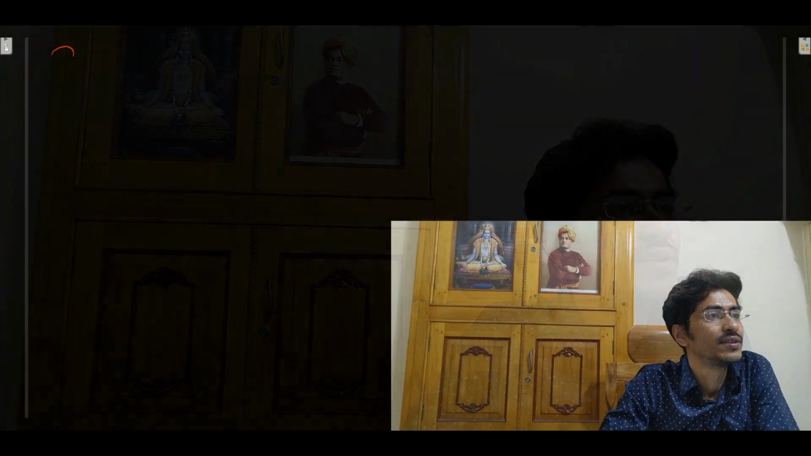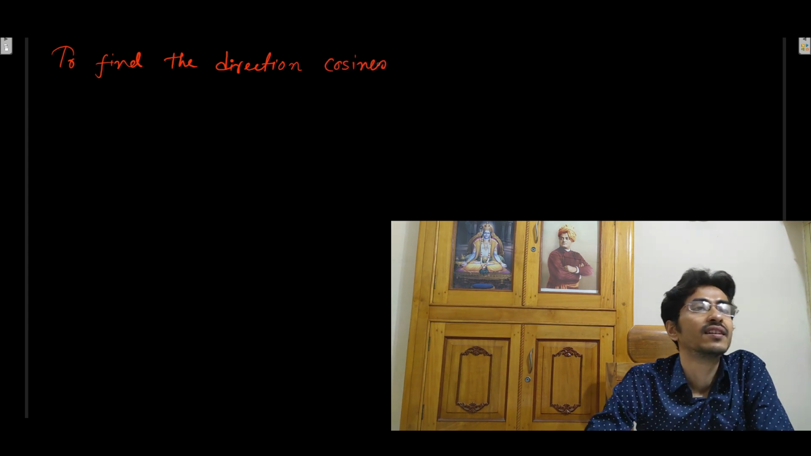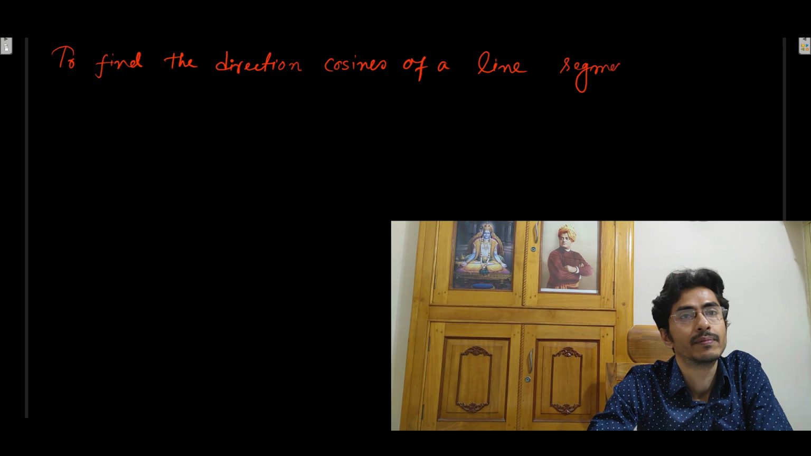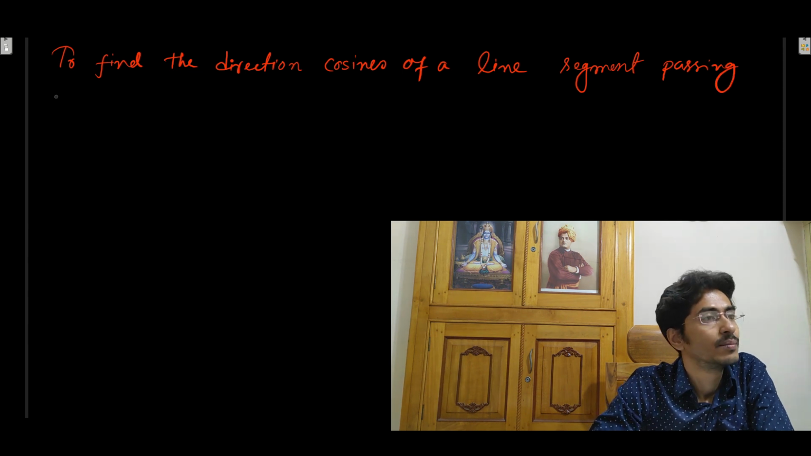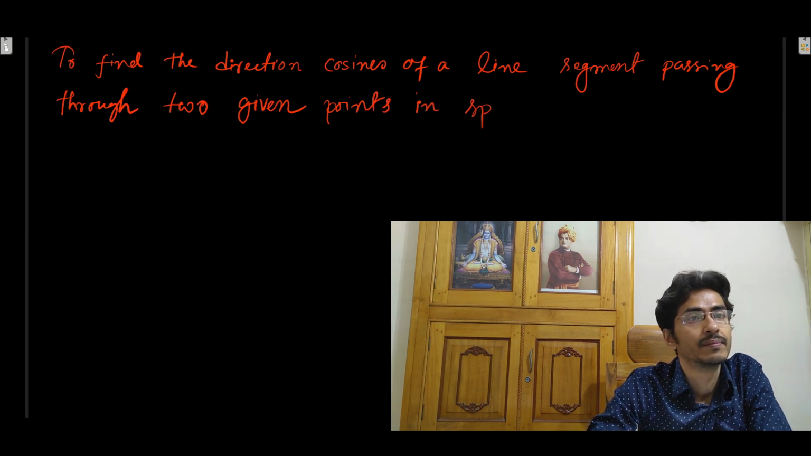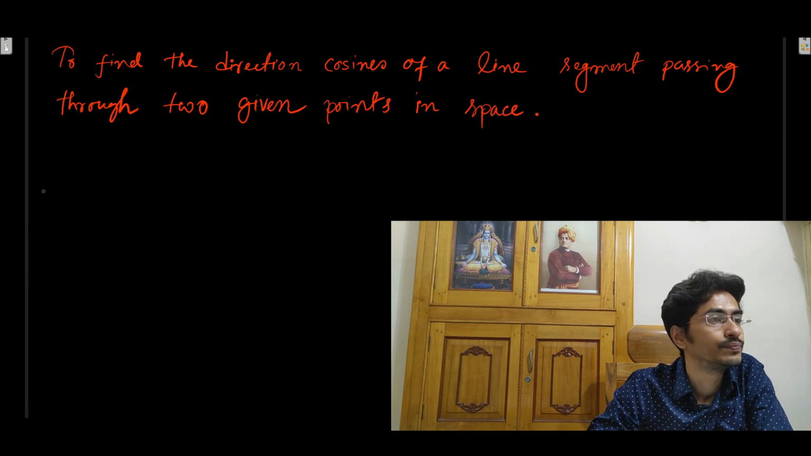So to find the direction cosines of a line segment passing through 2 given points in space. So, proof.